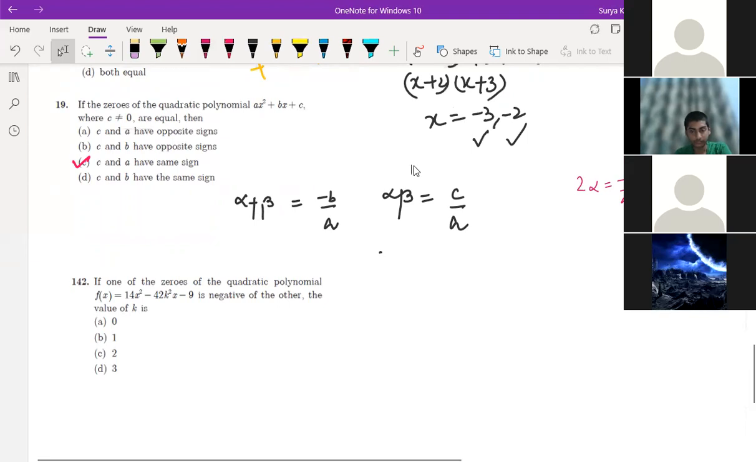Who can do the 142nd sum? One of the zeros of the quadratic polynomial is negative of the other, they've given. Means both are negative to each other. Sir, means is it 0? 0. You have solved, right? Then obviously it will be correct if you have solved. Correct. How is it 0, Drishi? How have you done?